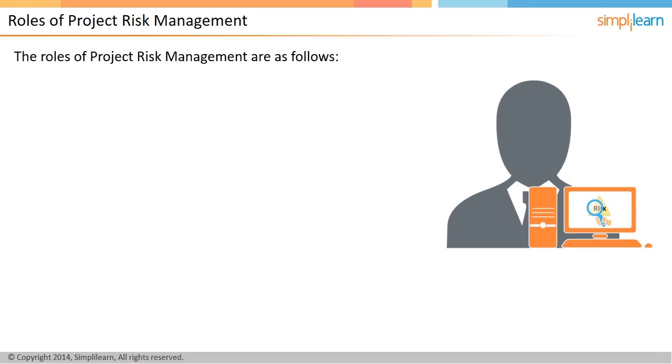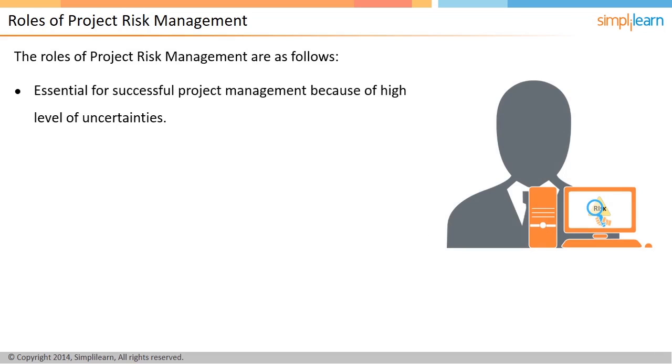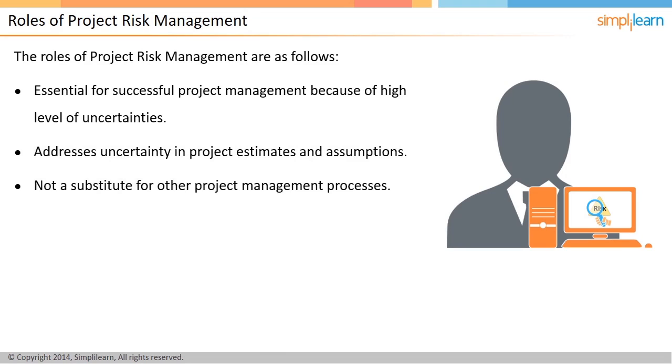Risk management is not an optional activity. It is essential for successful project management because of high level of uncertainties. Project risk management addresses the uncertainty in project estimates and assumptions. Please note that project risk management is not a substitute for other project management processes. It requires other processes like scheduling, budgeting, change management, quality aspects, etc. It becomes an integral part of every aspect of managing the project, in every phase and process group.